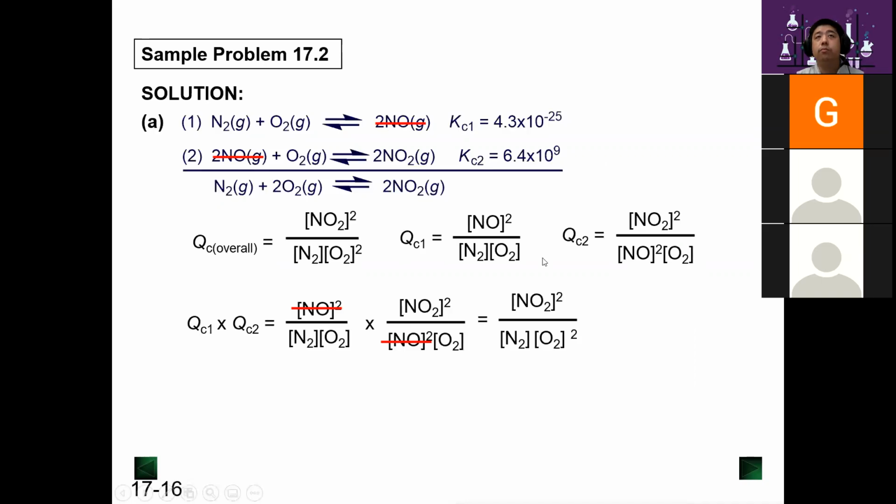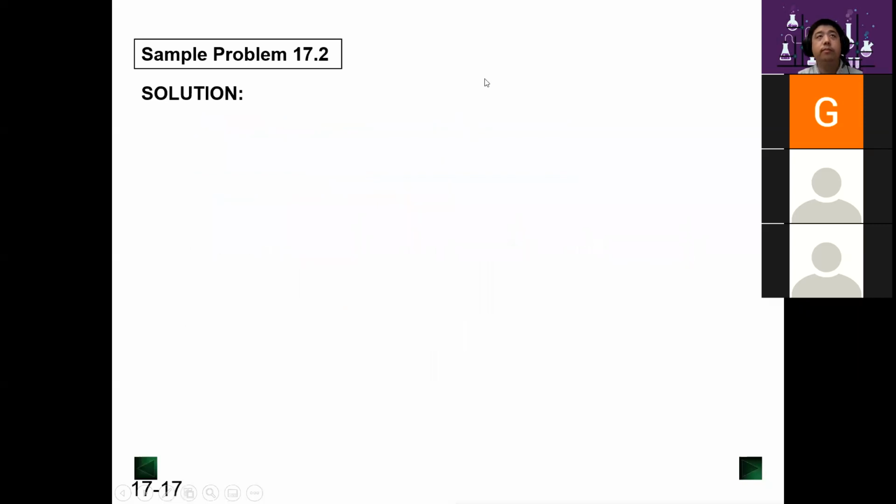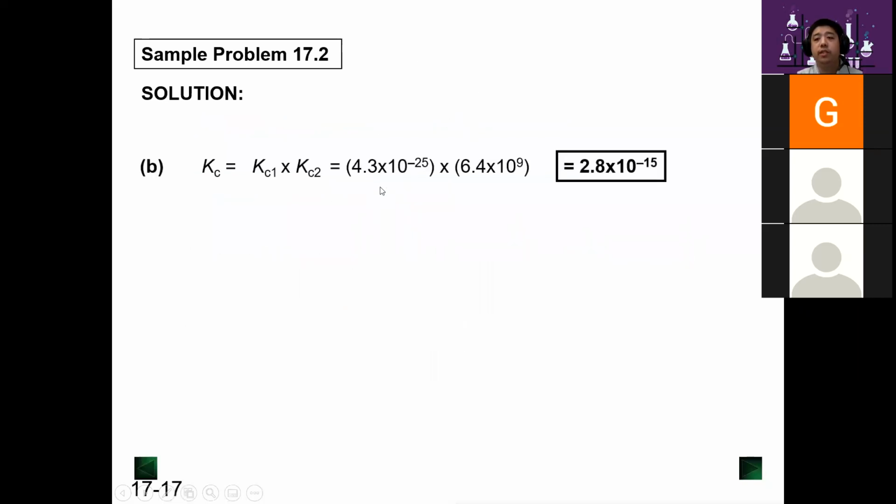Once again, same details, nothing different here, just exactly what I mentioned. We cross out things that show up on both sides, top and bottom, and you get the same expression as your overall. And then we don't really need to know the second one. All we did was multiply the two numbers.